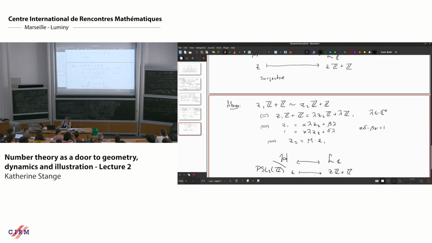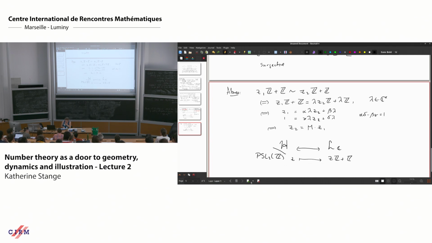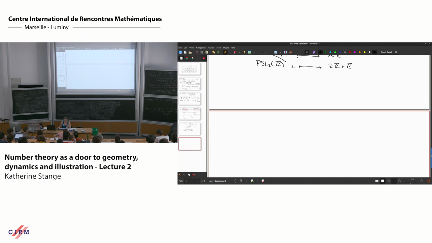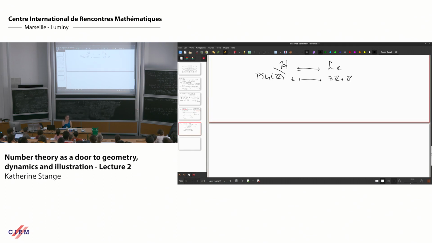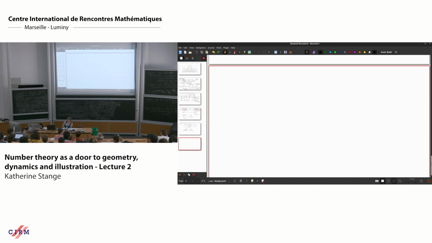Okay, so now let's turn to Apollonian circle packings. So I want to motivate Apollonian circle packings a little bit. They're beautiful, right? And so everybody kind of enjoys playing with Apollonian circle packings. But I want to motivate that they're actually an extremely natural thing from the point of view of number theory. And that's from the point of view of continued fractions.